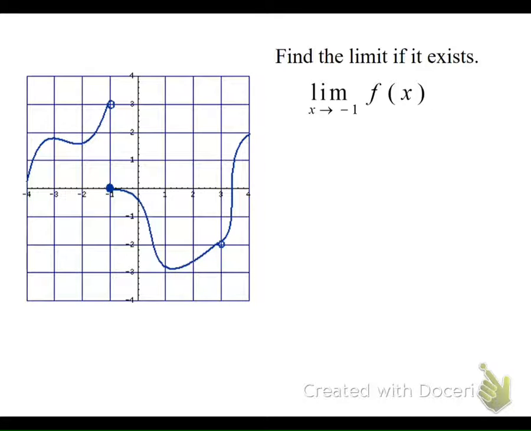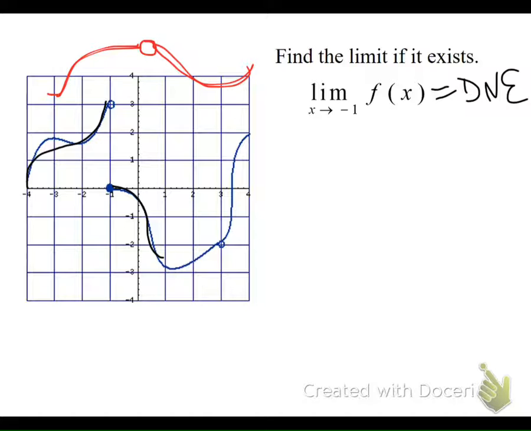The limit as x approaches -1. Well, the left-hand limit is 3. The right-hand limit is 0, therefore this one does not exist. Think of it like this. The left-hand limit and the right-hand limit have to meet at the same spot. There can be a hole there or a solid point, but from the left and from the right, they have to meet at the same spot in order for the limit to exist.